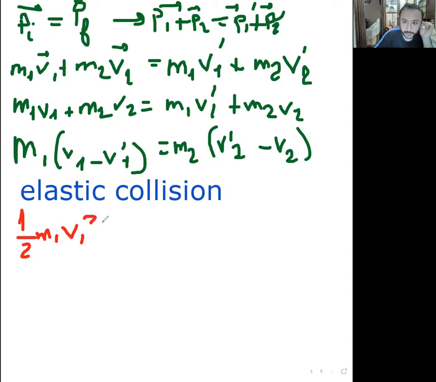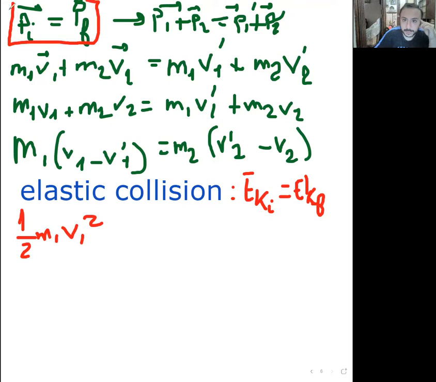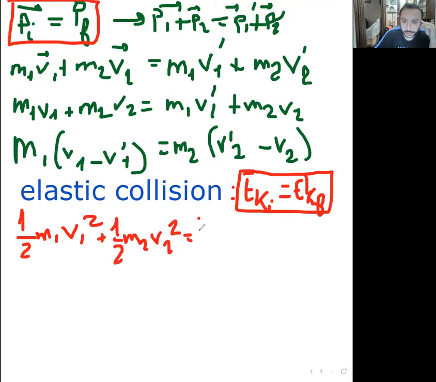Where does this come from? It means that the initial kinetic energy is equal to the final kinetic energy, okay? So we applied two things: the conservation of linear momentum and the conservation of kinetic energy. This is the initial kinetic energy, which is equal to the final kinetic energy.